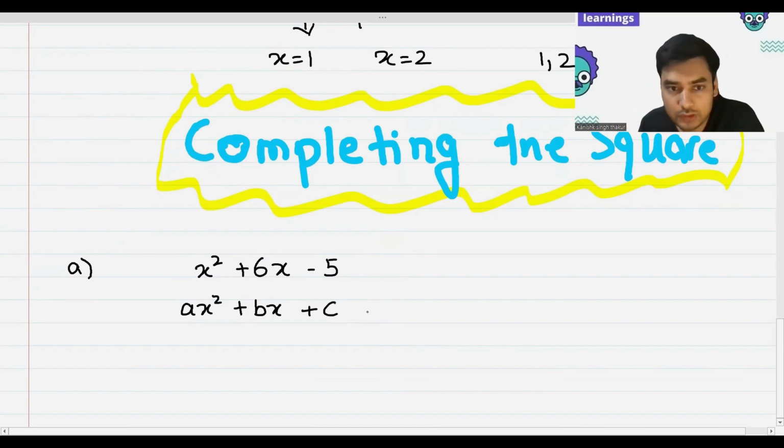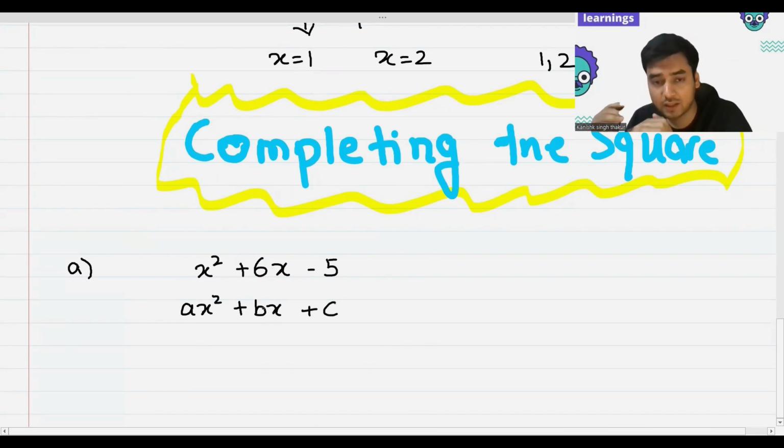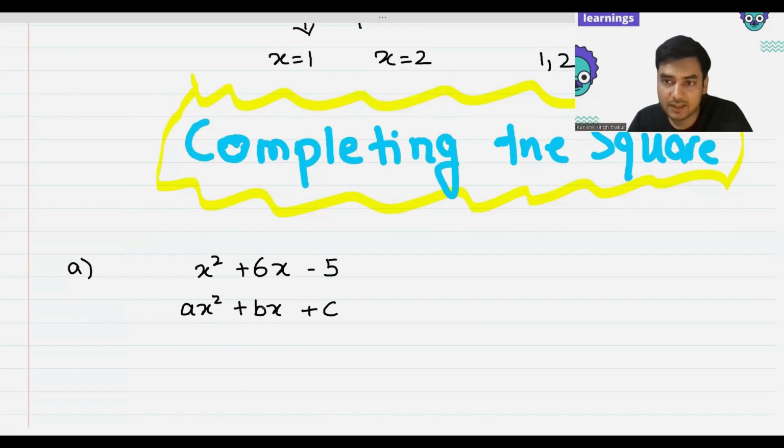Now what you have to do is take this b term, the bx term, and take half of it. Take the coefficient of x, which is b, take half of it, add that square, and subtract that square, and at the end, it will be in the form of a complete square and a constant term, and then you can get it, right? So let's see how to do it.